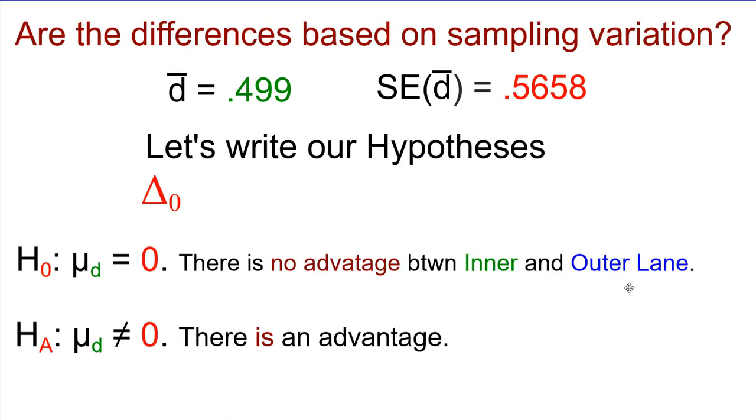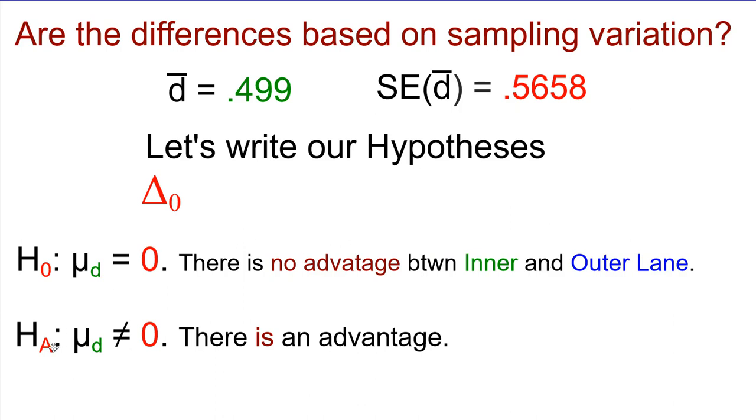And of course, this was coming up next. So let's do a test. So we're going to write our hypothesis. Our delta naught, which is our hypothesized difference, is going to be 0. So we're going to assume that the mean difference is 0. Say the mean, and then the d is just telling us it's a difference. So the mean difference is 0. There's no advantage between inner and outer lane if we write it in layman's terms.